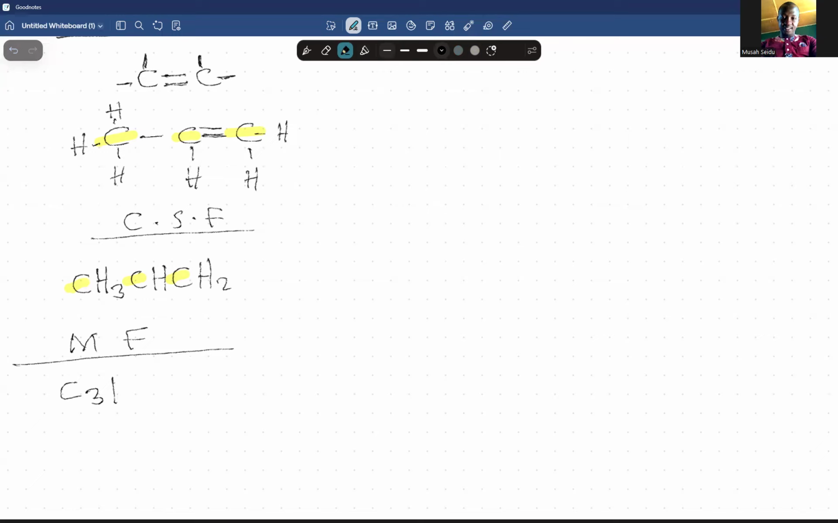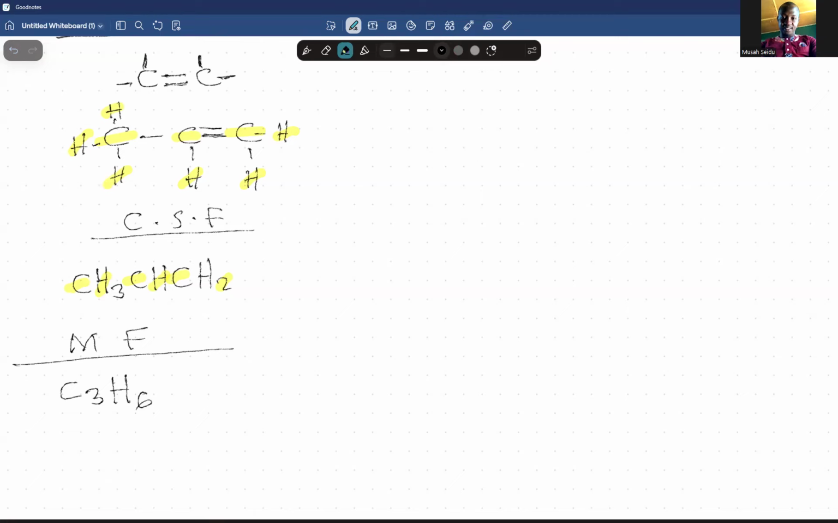Now, let me count the H. If I count from the structural formula, I have 1, 2, 3, 4, 5, 6. Or I have 3 here, 3, 4, 5, and 6. So I can write it with a subscript 6. That is my molecular formula.